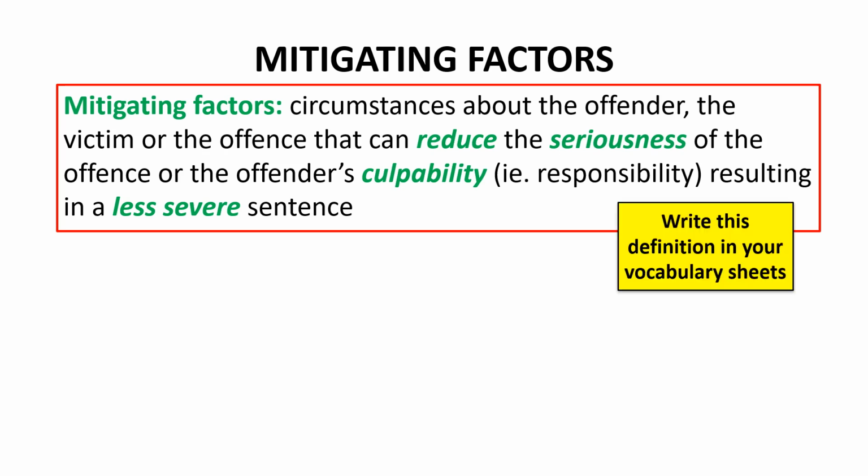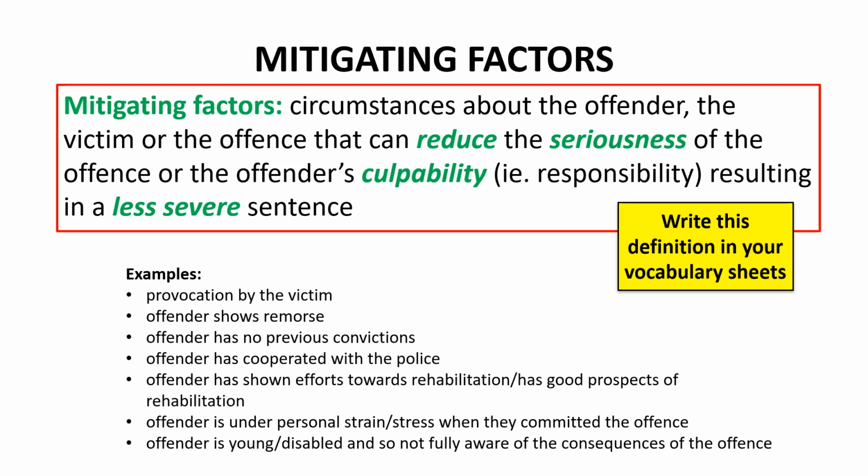Look down the left-hand side of your vocabulary sheets, find the term mitigating factors, and write this definition in there. You can see that this definition looks similar to the definition of aggravating factors, except that, in the case of mitigating factors, these are circumstances that result in the offender receiving a less severe sentence rather than a more severe sentence. There are a number of circumstances that may be mitigating factors, and I've set out some examples of these below.